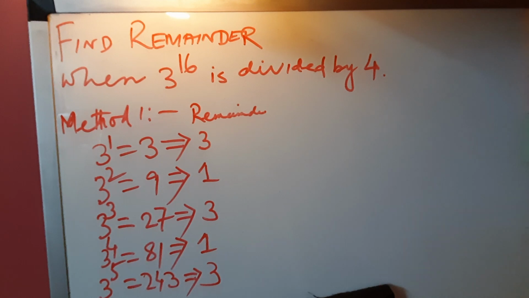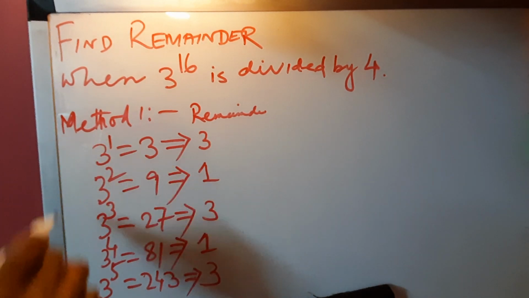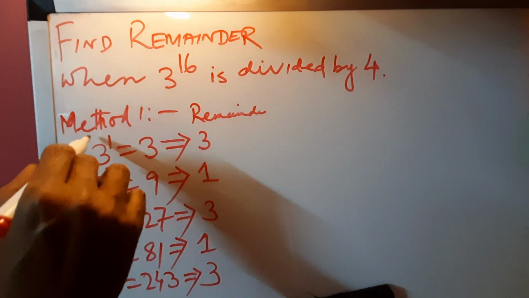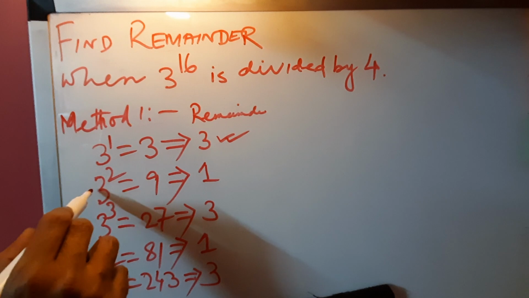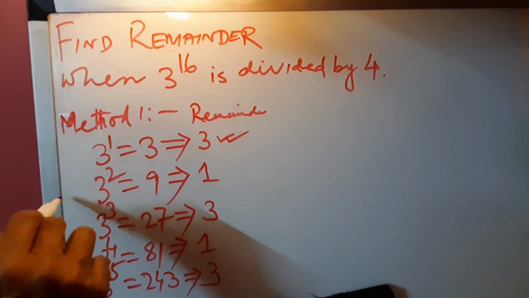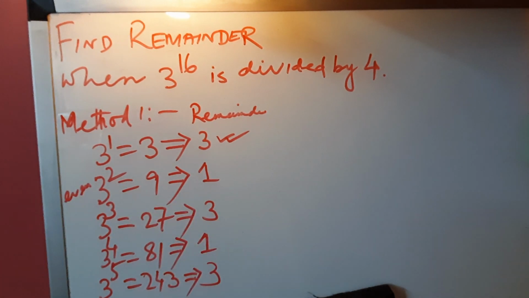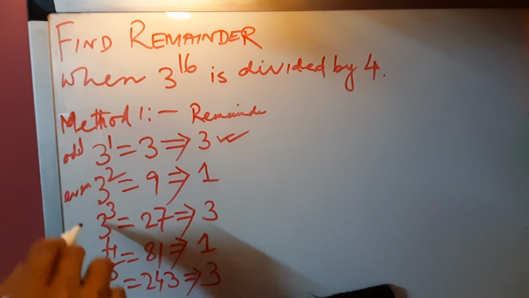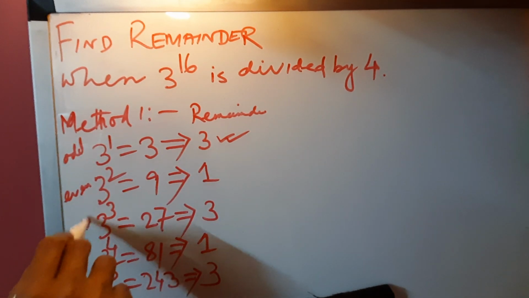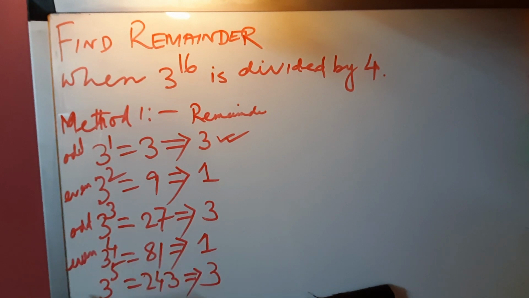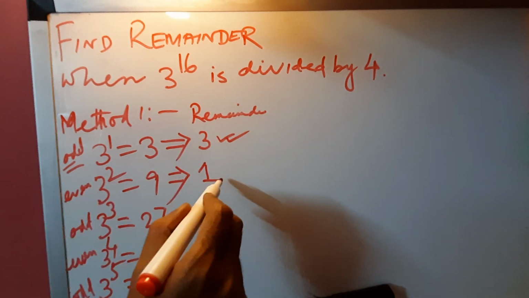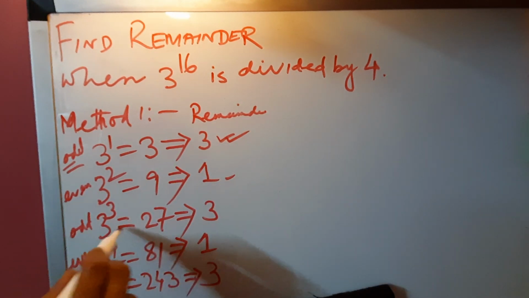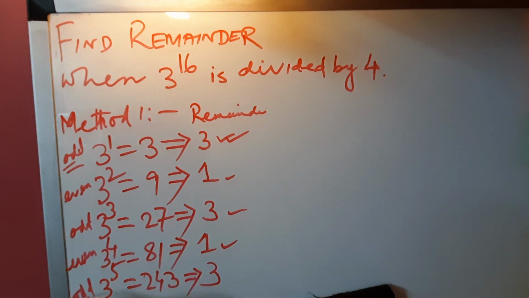So let's try to find out some pattern. What is the pattern? 3 to the power 1 is an odd power, remainder 3. 3 square is an even power, remainder 1. This is again odd power, this is again even power, this is again odd power. So for the odd power, remainder 3. For the even power, remainder 1. Again odd power 3, even power 1, odd power 3.